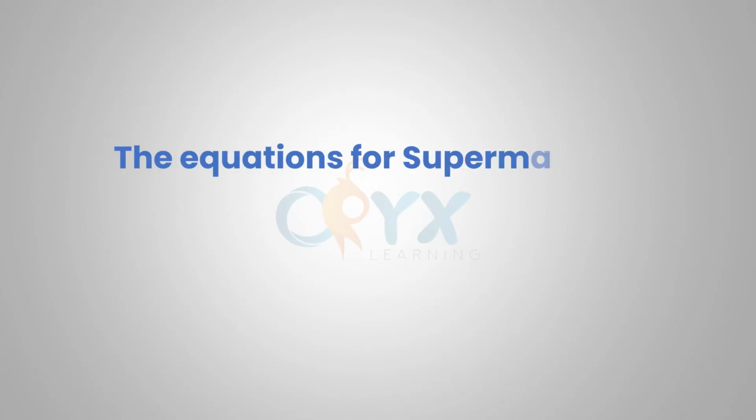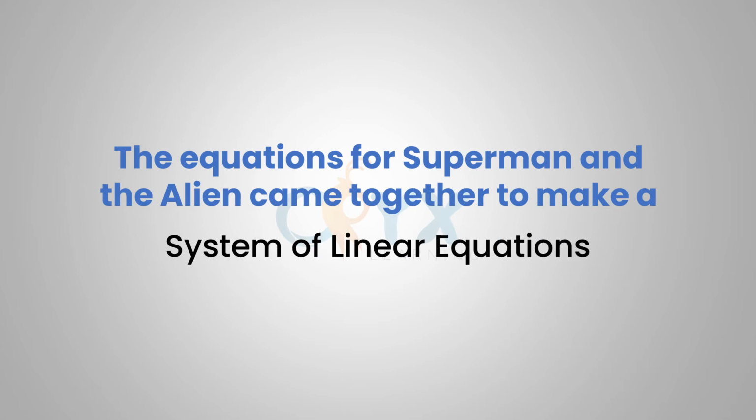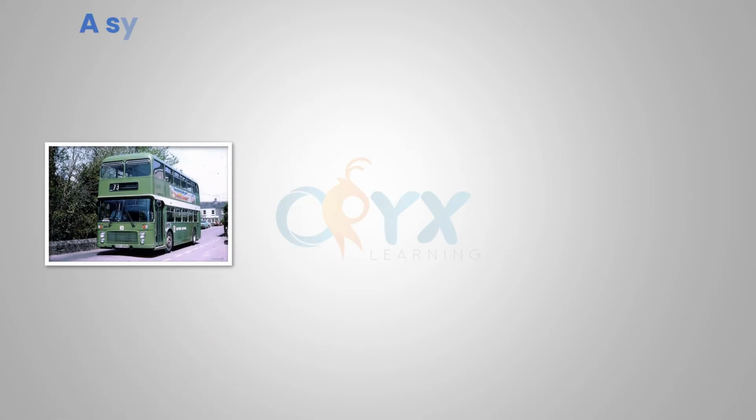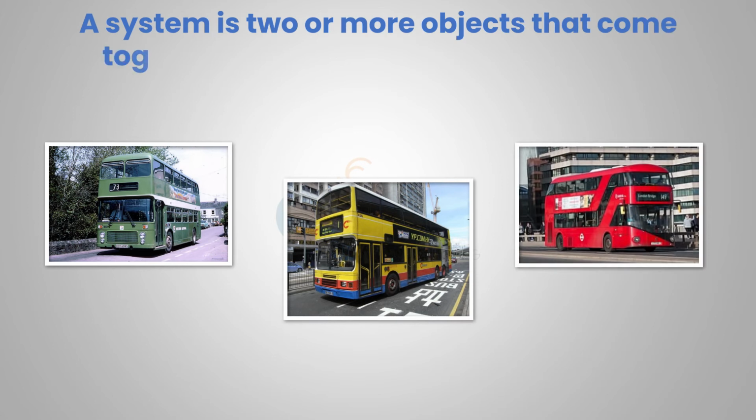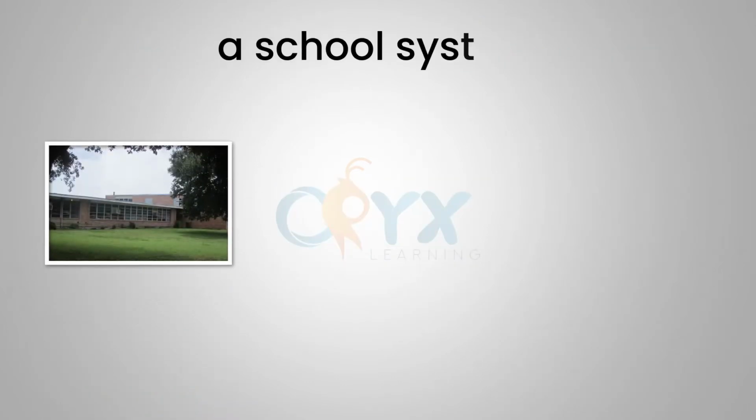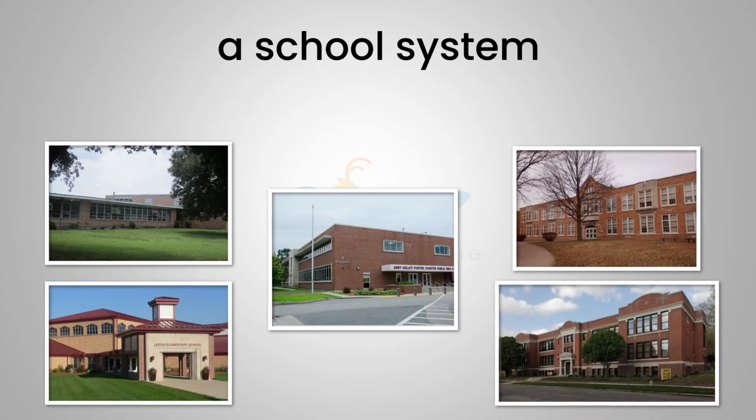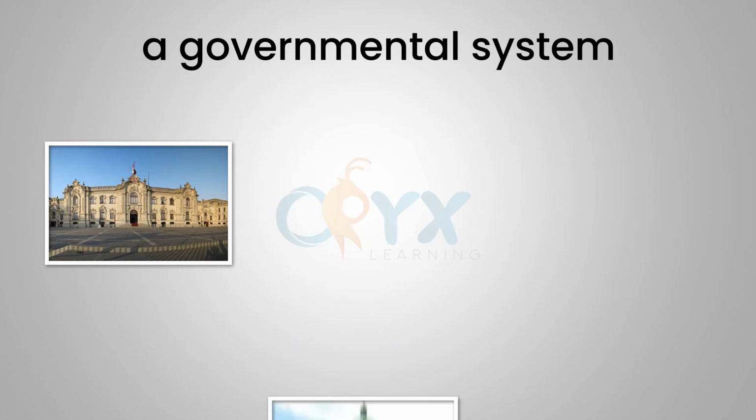The equations for Superman and the alien came together to make a system of linear equations. A system is two or more objects that come together to make a group. For example, a bus system, a school system, or a governmental system.